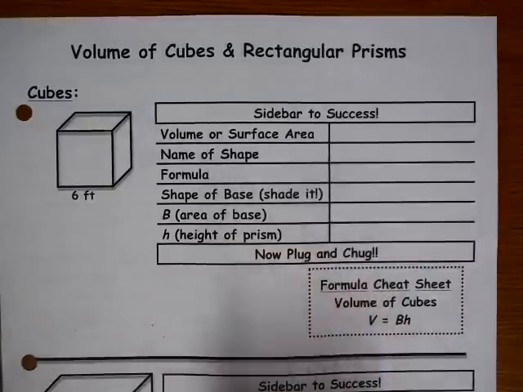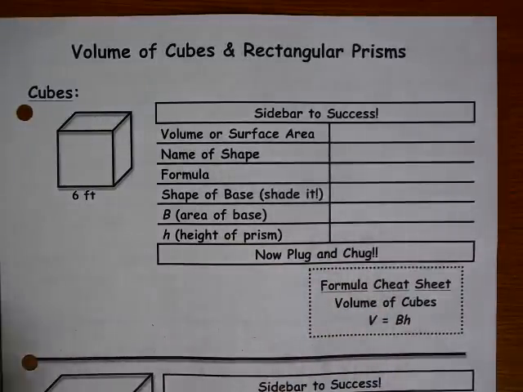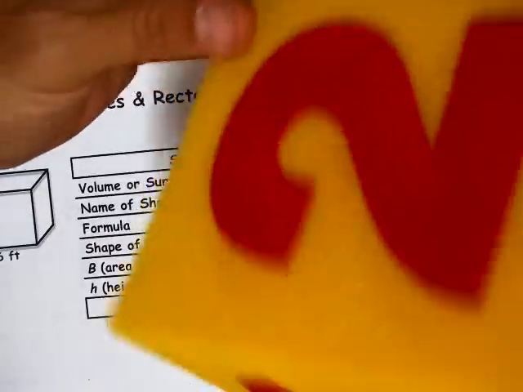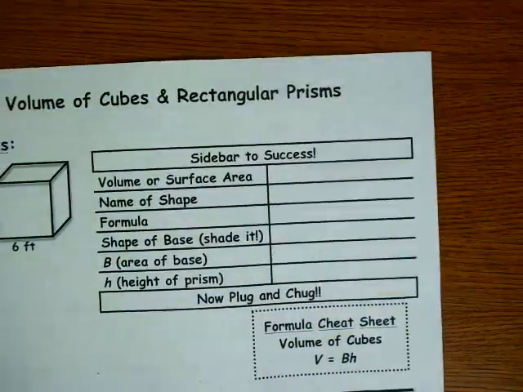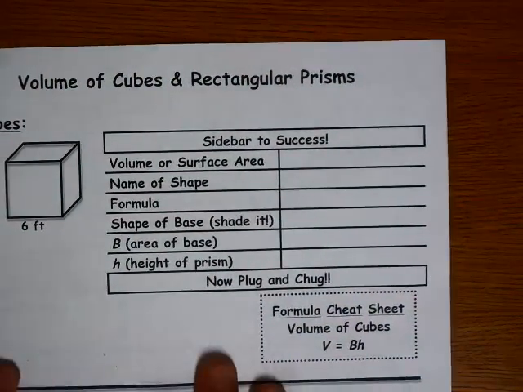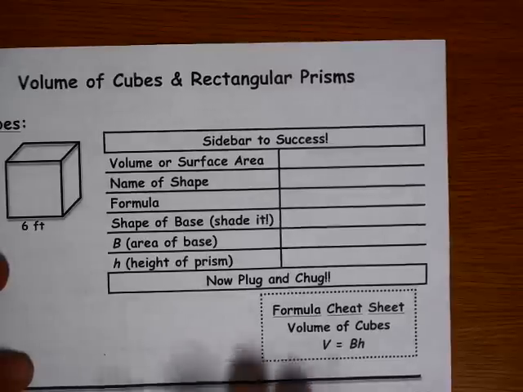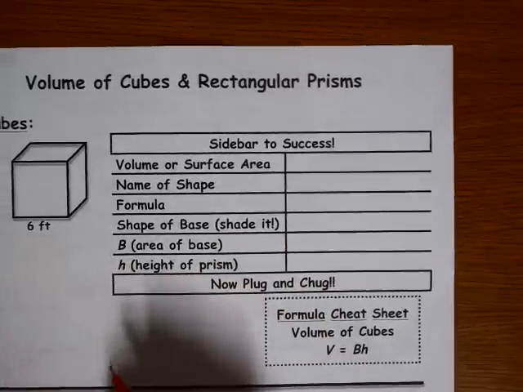Now a cube, as you know, looks something like a dice, which I have here, and I'll show you in a minute. You'll see it in a better light here in a minute. So it's a specific prism because all sides are the same length.